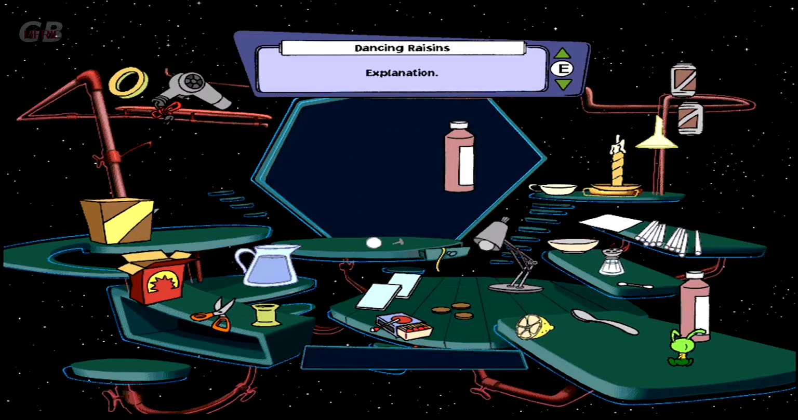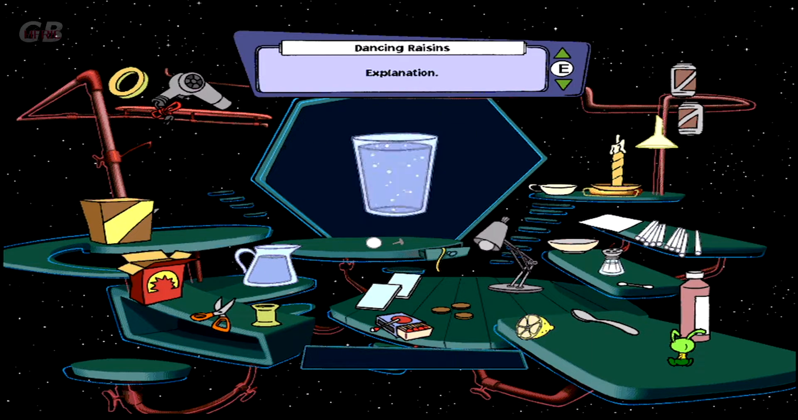When an acid, such as vinegar, is mixed with a base, such as baking soda, a chemical reaction occurs. Vinegar and baking soda produce carbon dioxide bubbles which float in water. If enough of these bubbles attach themselves to a raisin, the raisin floats to the surface. Once the raisin reaches the top of the water, the bubbles pop and the raisins sink. This process continues until there are no more carbon dioxide bubbles left to lift the raisins.